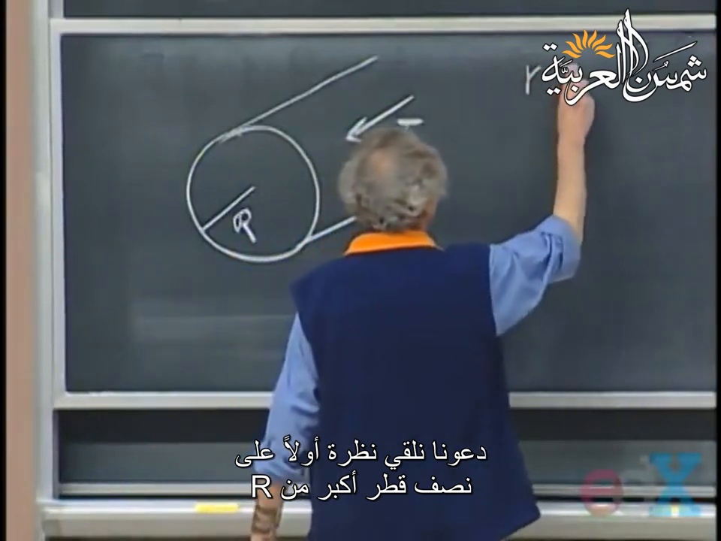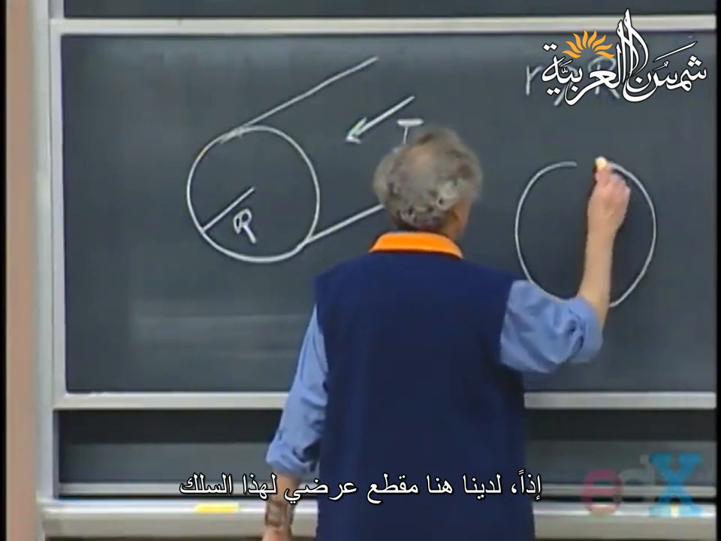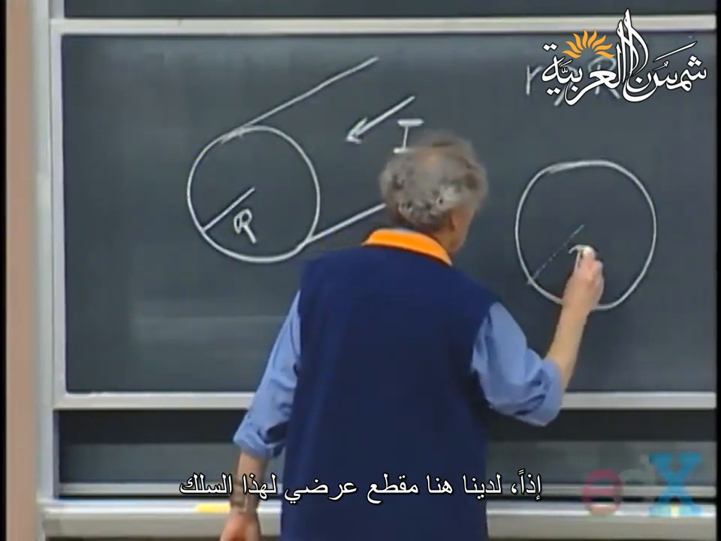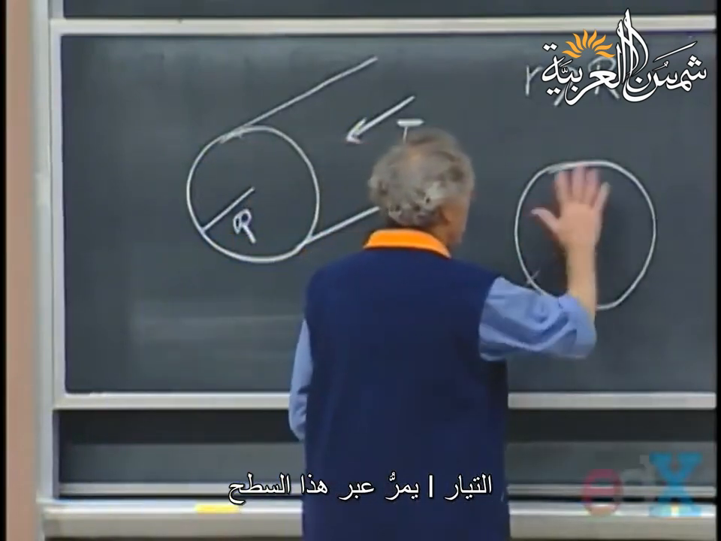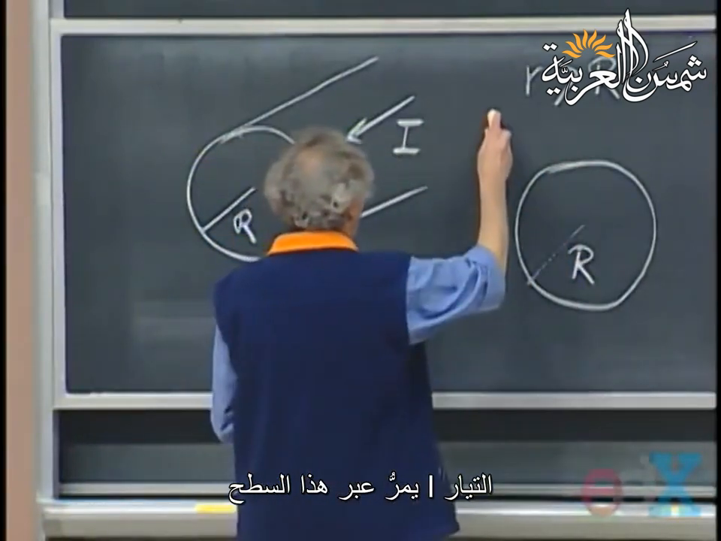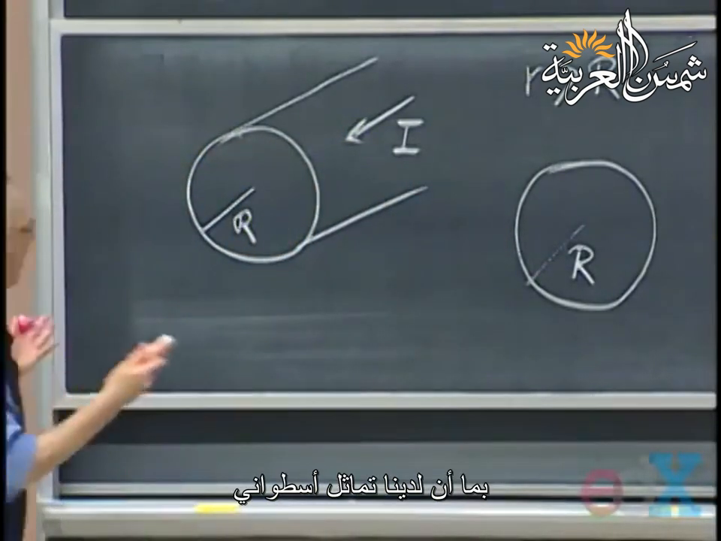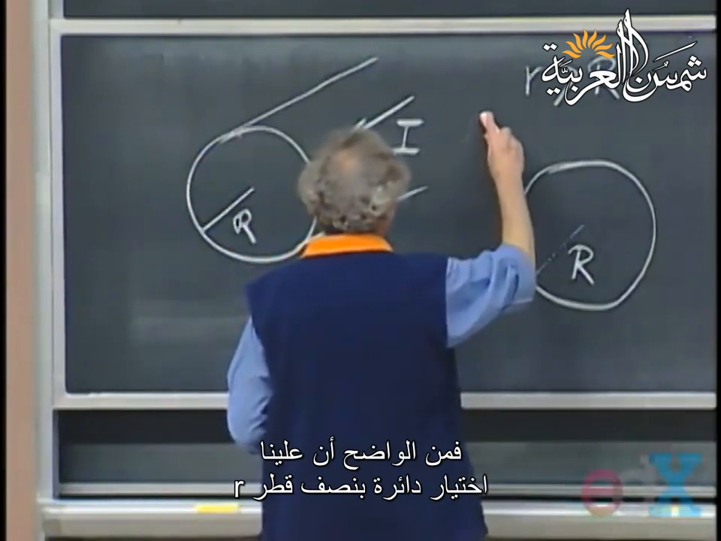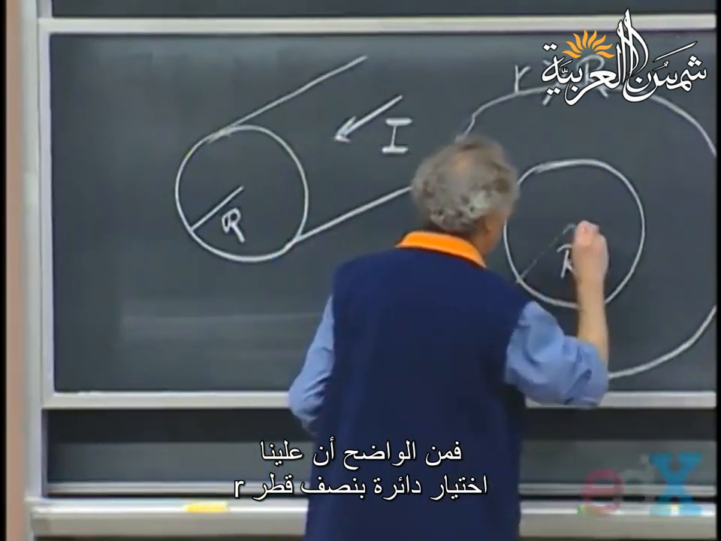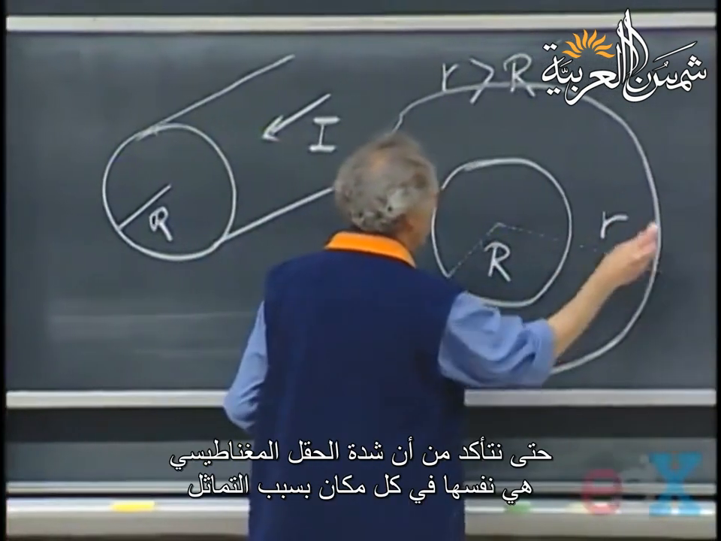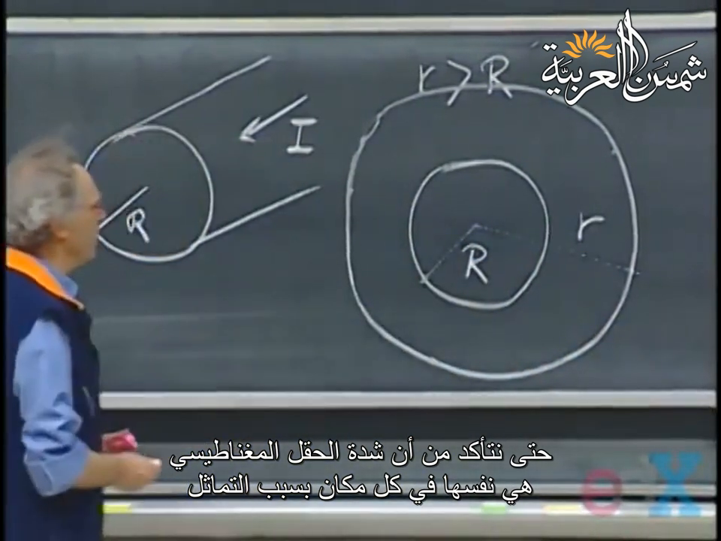Let's first look at a radius which is larger than R. And so here we have the cross-section of that wire, radius R. A current I is going through this surface. I now have to choose a closed path. Since we have cylindrical symmetry, it is clear that we would choose a circle with radius little r. So we can be sure that the magnetic field strength is the same everywhere because of reasons of symmetry.